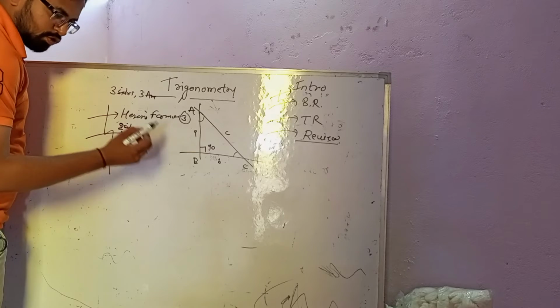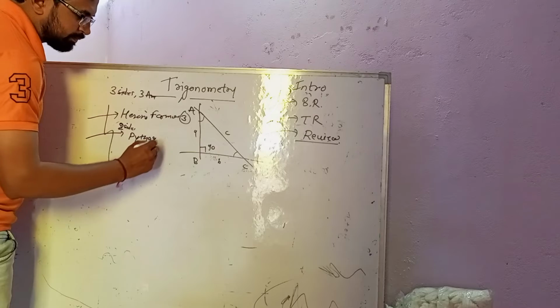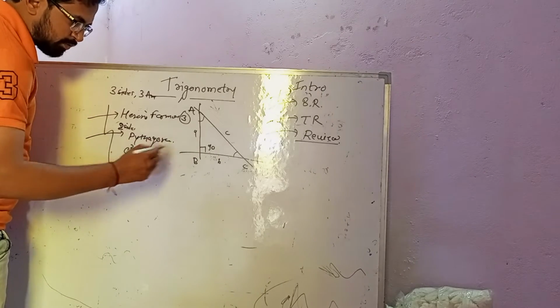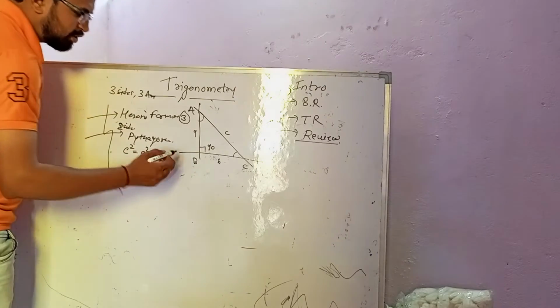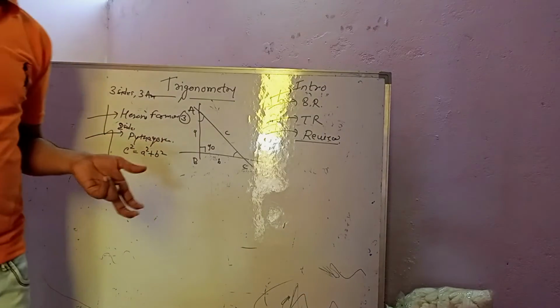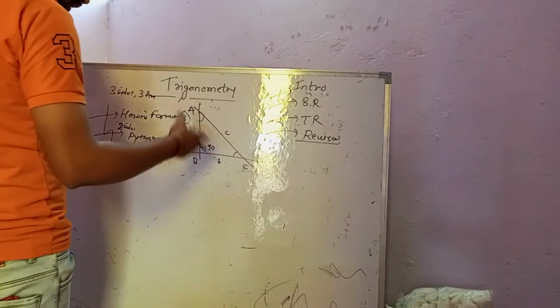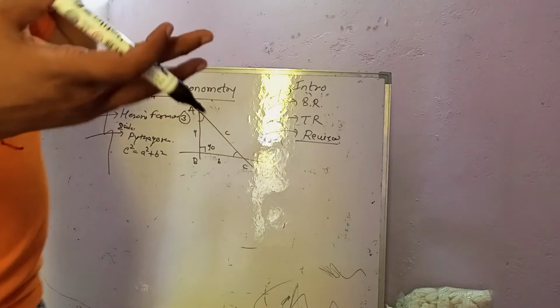Now, if you know only two sides, you can use the universal Pythagoras formula. That formula is c square equals a square plus b square. By using the Pythagoras formula, you can find out the third side also. After finding the third side, you can calculate whatever you want, the area, the perimeter, whatever you want.